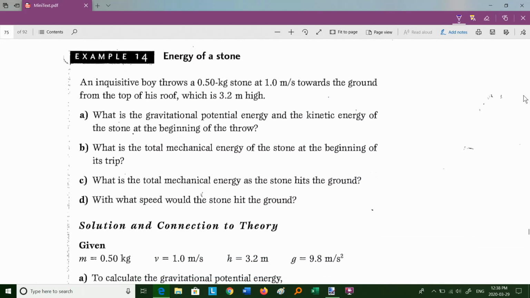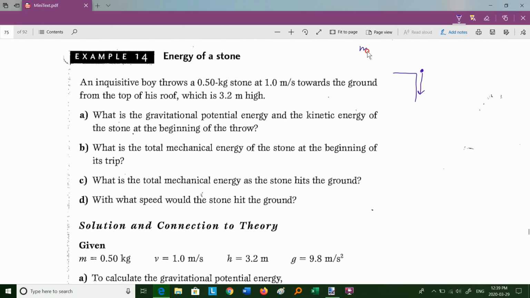Here we have a boy, and not just any kind of boy. The textbook says an inquisitive boy. Someone wants to know about mechanical energy, throws a stone towards the ground from the top of the roof, which is 3.2 meters high. Let's make the roof a flat roof to make it easier to do the question. This isn't a stone being dropped, it's a stone being thrown. So we throw the stone down.